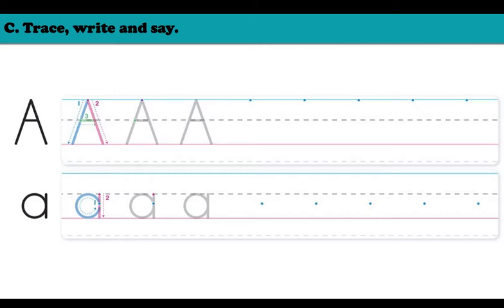Then we go to the trace and write, then say. Here also, online and offline is really different. If they are offline, they will use the pen to write. If they are online, they have to write on the platform, which is a little bit difficult for the young children. So I suggest to either not do this step online or let them write on their notebook and then show you in front of the camera. Okay, and here we should show them the steps like 1, 2, and 3, how it goes. So they will learn how to write.